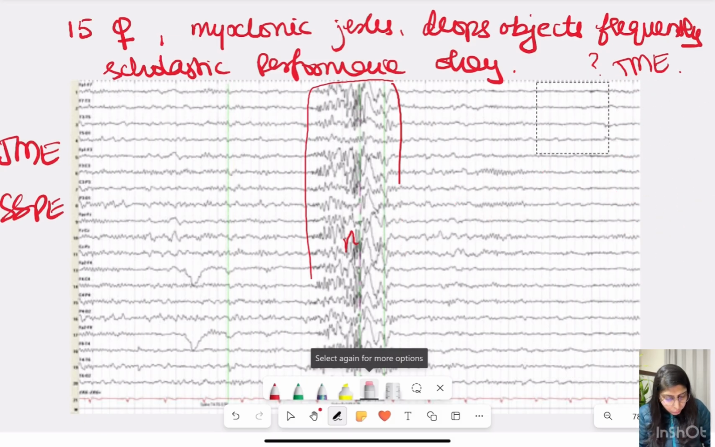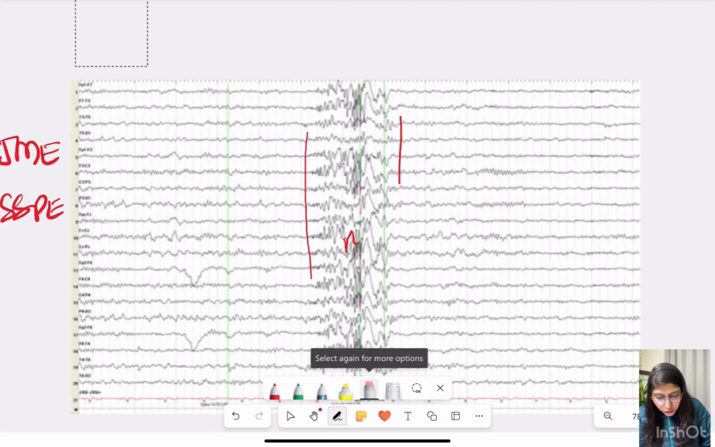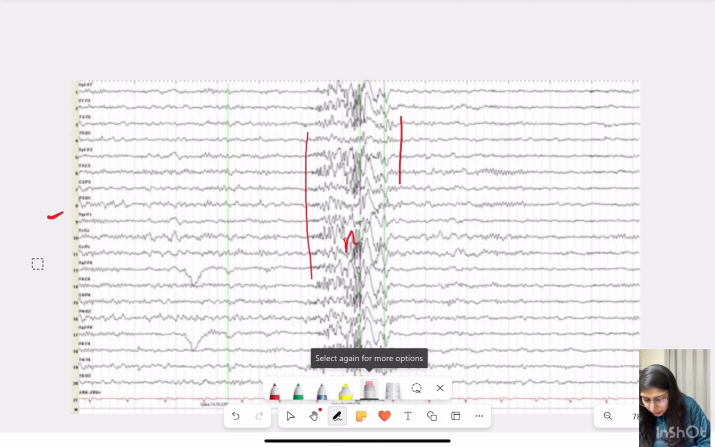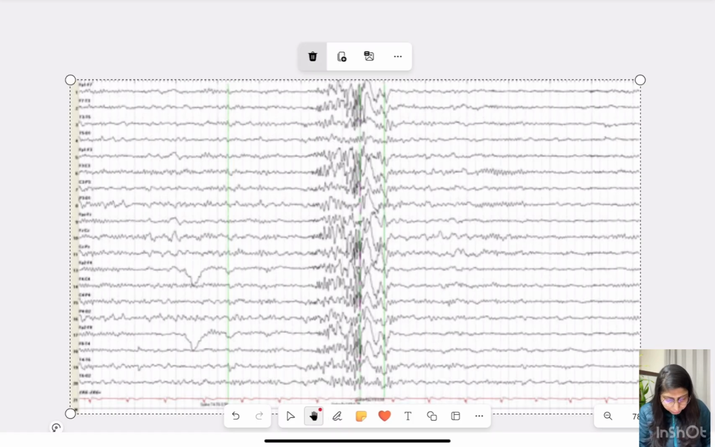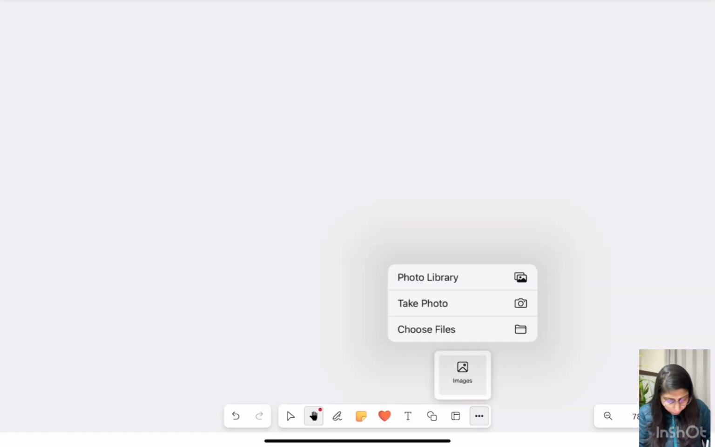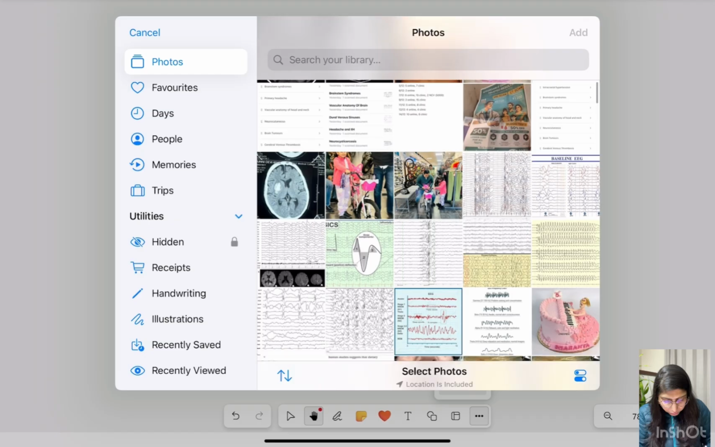So I hope you know now about SSPE and JME. In SSPE, we also find something known as the Rademacher complex. We can read about it later. Let's move on.